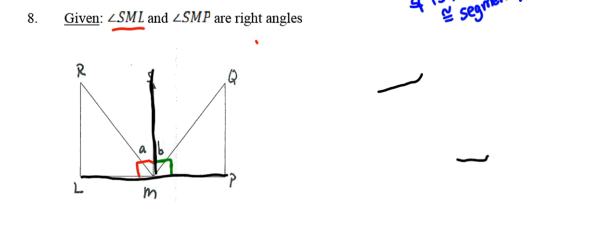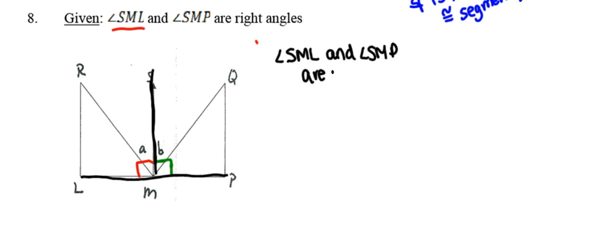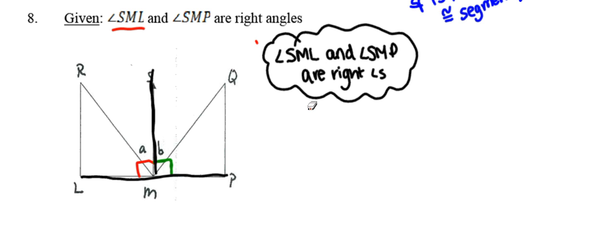So I'm going to go ahead and start with my true statement, or my statement that I know to be a true statement as a result of the givens. So I know that angles SML and angle SMP are right angles. I know that's a true statement because it's given to me to be a true statement.